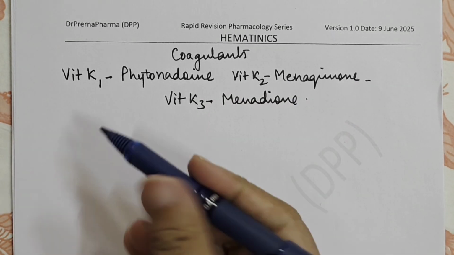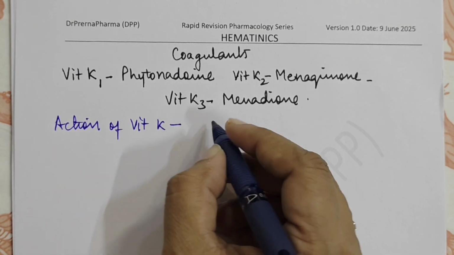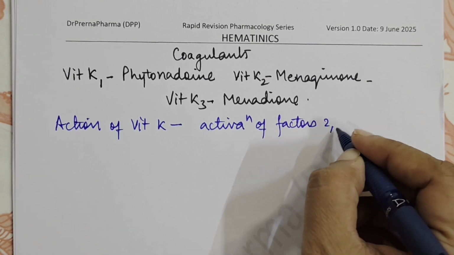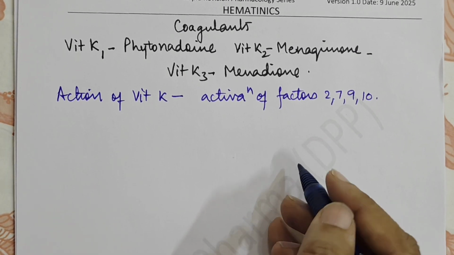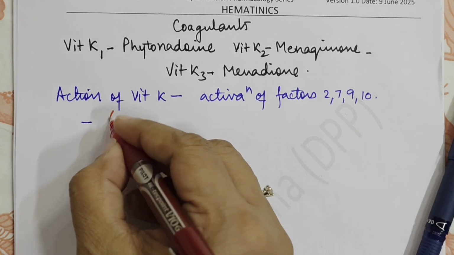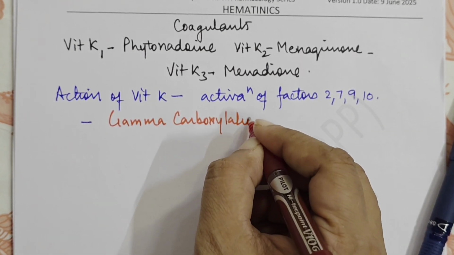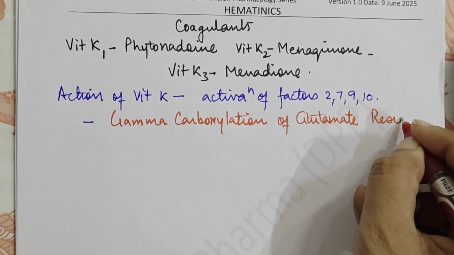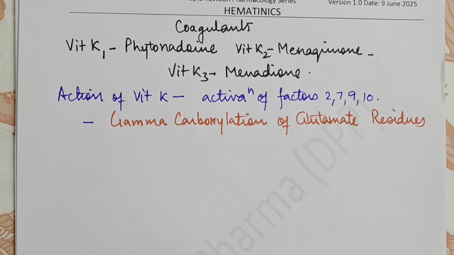Now in this, what is the action of vitamin K? Action of vitamin K is that it basically causes activation of factors 2, 7, 9 and 10. And how does it do that? I'll write it in red because this is important. It causes gamma carboxylation of glutamate residues of factor 2, 7, 9 and 10. ठीक है?